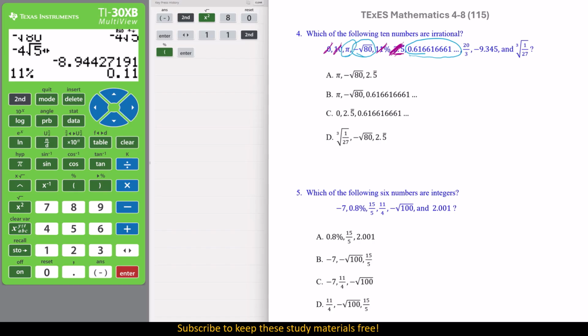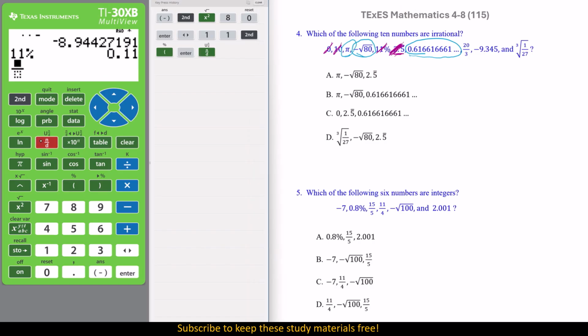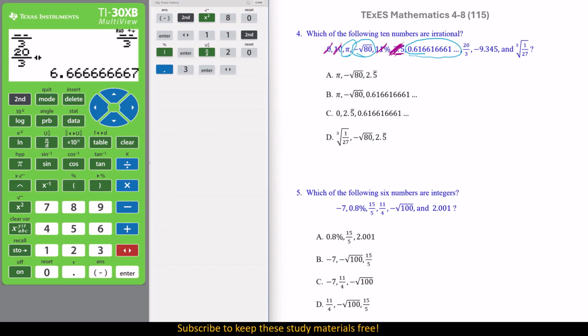Okay? Now, let's look at the next one, 20 over 3. So I'll go ahead and put that in as a fraction as 20 over 3. Yes, you could put it in as division, but I like to be a little more precise. Push enter and then your toggle button. That is repeating. So that is rational. Okay, so mark it out. And then obviously, negative 9.34, it stops. So that is rational. Now we have one left, okay?